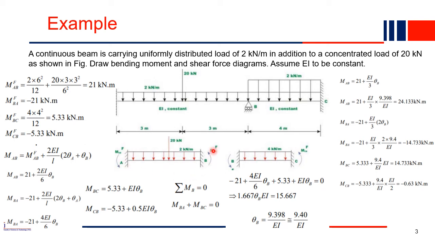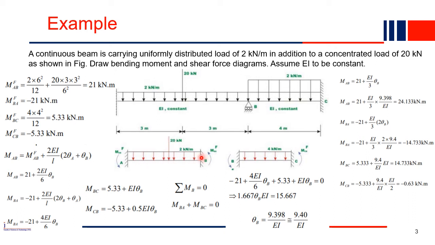When you fix both the ends, what will happen? We also have to apply the loads. Here 20 kilonewton is acting along with the UDL of 2 kilonewton per meter, whereas here only a UDL of 4 kilonewton per meter is acting. When both ends are fixed, fixed end moments will be generated, MABF and MBAF, because of the concentrated load and the UDL both.